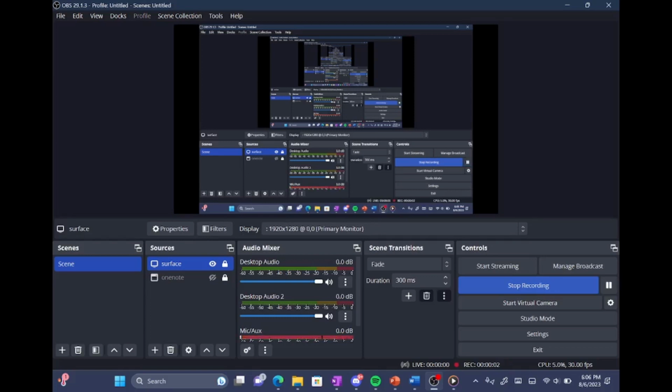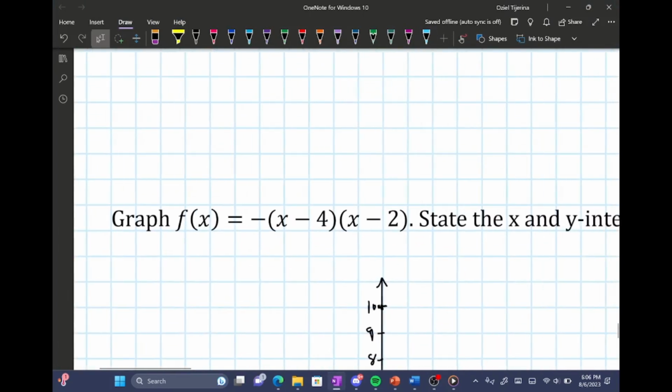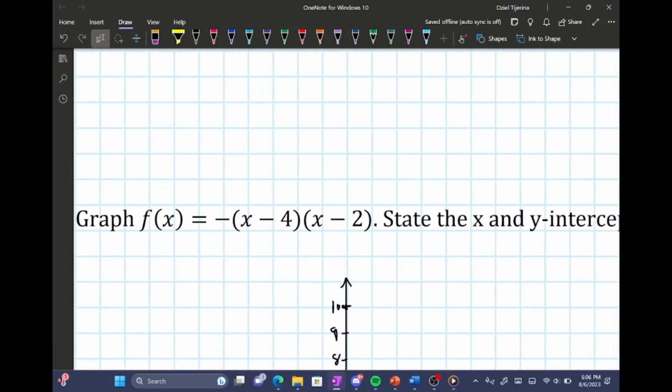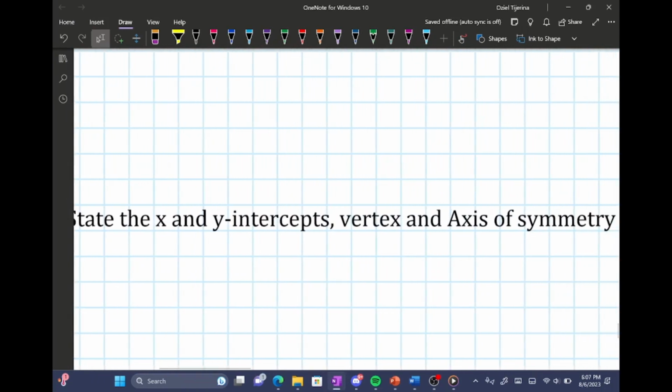Alright, so hi guys. In this video, we're going to do another example involving graphing a quadratic function. This time, we are going to do it in intercept form or factored form. So it says graph f of x equals negative the quantity x minus 4 times x minus 2, and then state the x and y intercepts, vertex, and axis of symmetry.